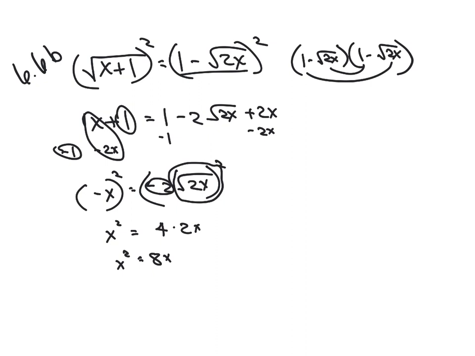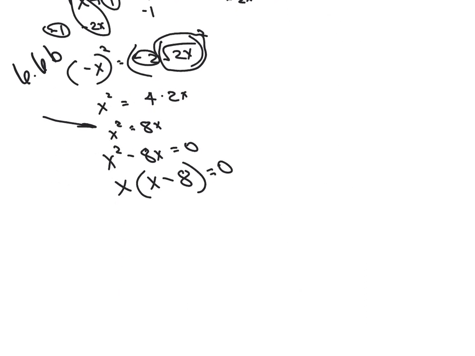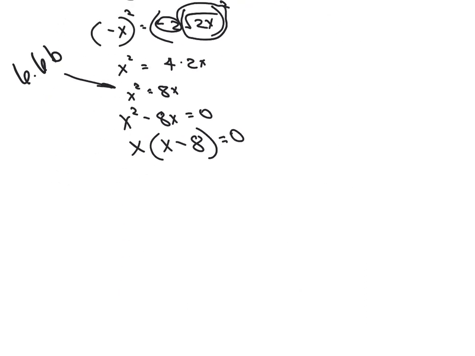Whenever we have an exponent of 2 or greater, we have to get everything on one side of the equal sign and set it equal to 0. Then we can factor out an x. Once we do that, we can continue on and say that x equals 0, or x equals 8.